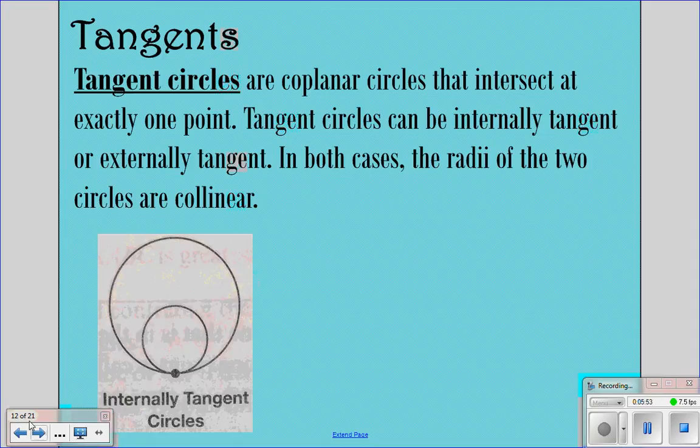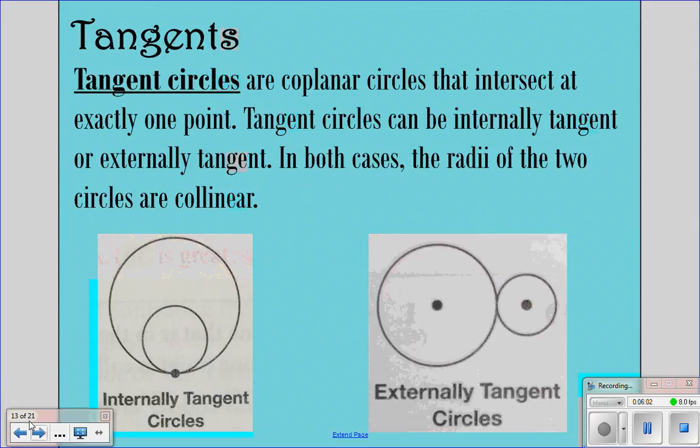So there's an example of internally tangent circles. One circle is on the inside of the other, so it's internally tangent. And then externally tangent is when you have two circles that are tangent and neither one of them is inside the other. They just happen to be touching each other.